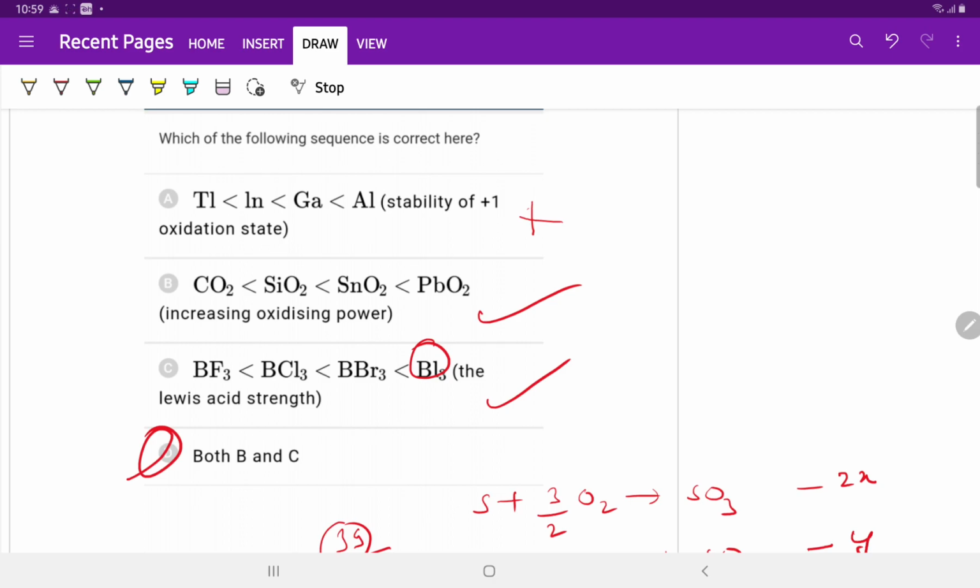Thank you very much. This paper is a time-consuming paper, and I think more than 140 is a good score in this paper. Thank you very much.